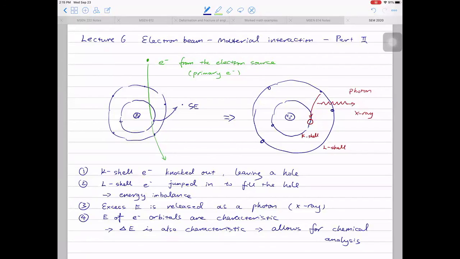So what we just discussed is the third type of signal we can generate. The first type is secondary electrons. The second type is backscattered electrons. The third type is X-ray, when we have the electron beam material interaction.